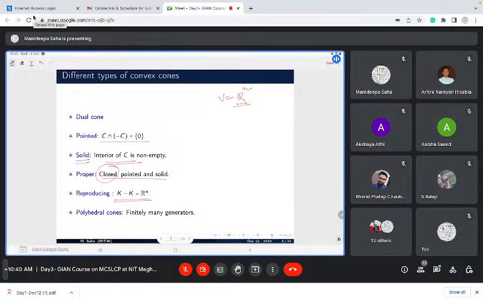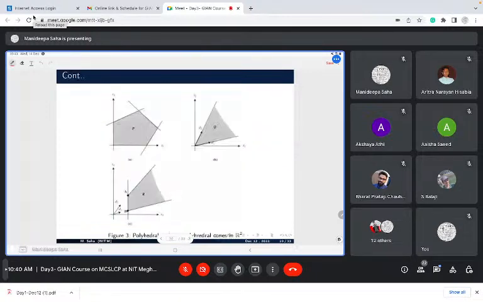Then another interesting class of cone is the polyhedral cone, which means that it has a finite generator. We say it is a polyhedral cone if I have a finite set x1, x2, up to xn that generates it. Any element of C I can write as a finite non-negative linear combination of these finite elements. Then it is called a polyhedral cone.